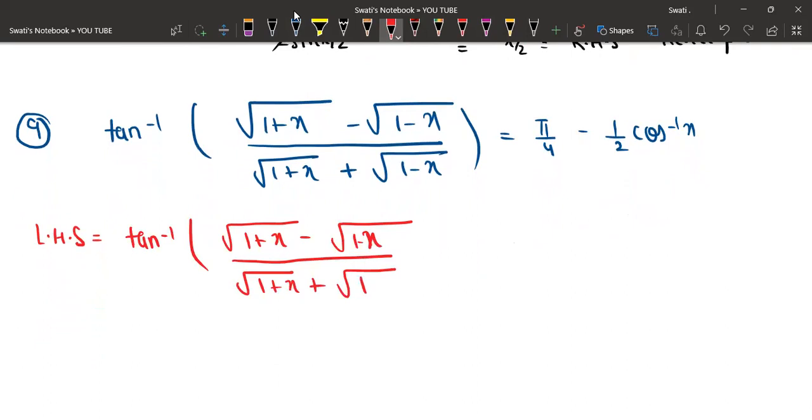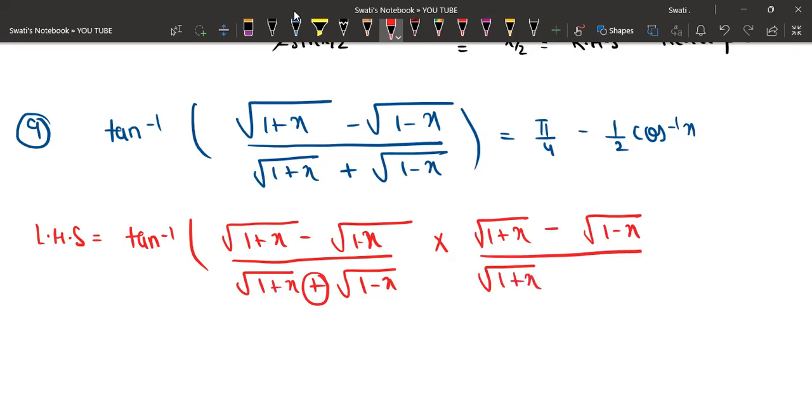And then you need to multiply this by whatever is given in the denominator. So that is root over 1 plus x, and then root over 1 minus x with the opposite sign. So if here it is plus, this will become minus, and then divide by the same thing. So root over 1 plus x minus root over 1 minus x. This is nothing but called rationalization. Now this will become tan inverse.